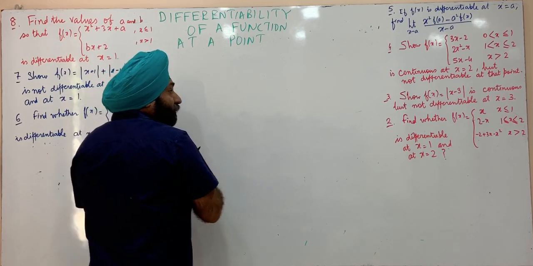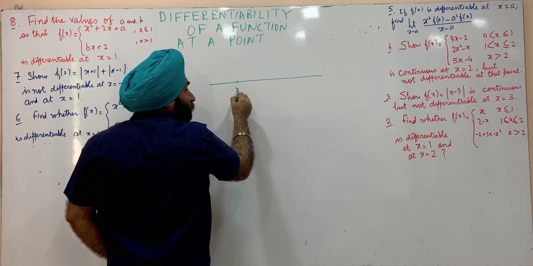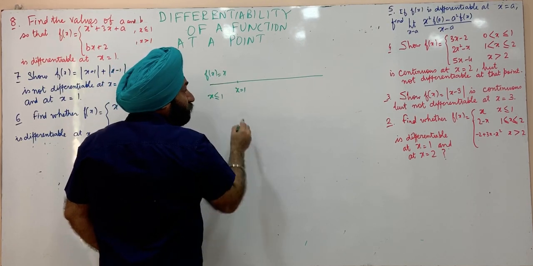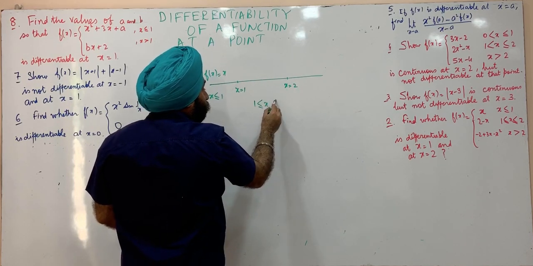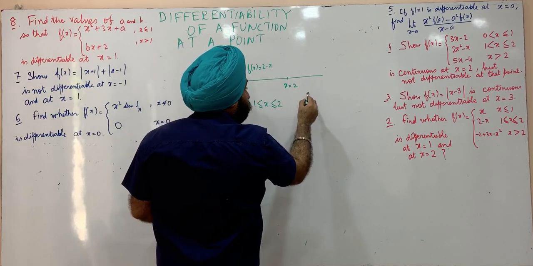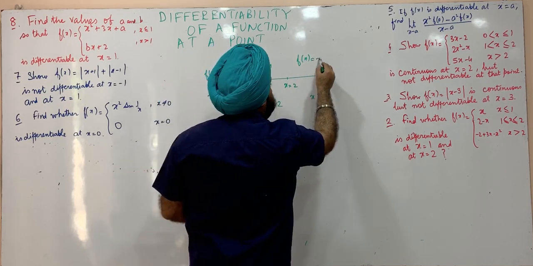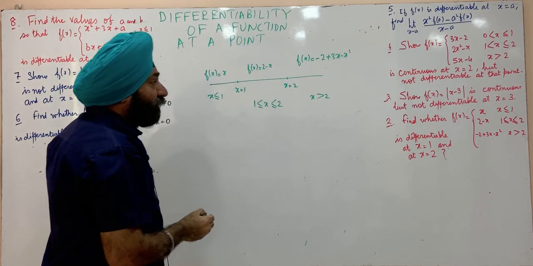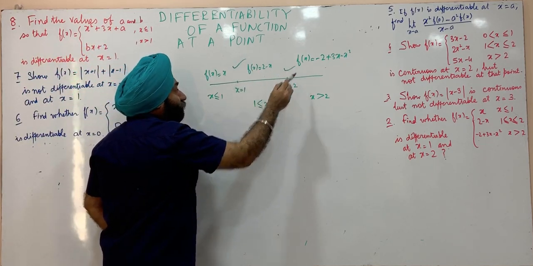We have f of x equal to x when x is less than or equal to 1, this is x. Between 1 and 2, 1 less than or equal to x less than or equal to 2, it's 2 minus x, and for x greater than 2, this is a polynomial function, quadratic, minus 2 plus 3x minus x square. We have to find whether the function is differentiable at points x is equal to 1 and at x is equal to 2.